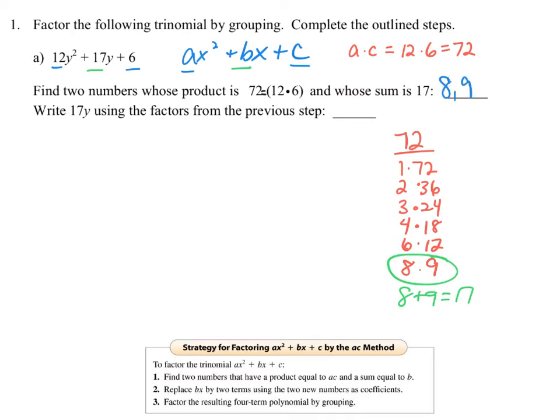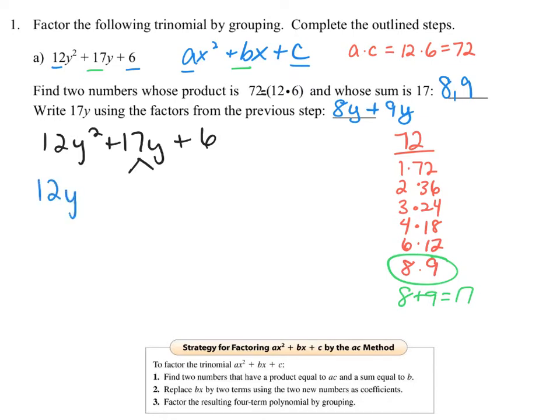Now we're going to write 17y using the factors from the previous step. So one way to write 17y is to write it as 8y plus 9y. And now we can factor this polynomial by using the AC method. We take our original polynomial of 12y squared plus 17y plus 6. We're going to split up that middle term. The first term is going to stay a 12y squared. The last term is going to stay a plus 6, but that middle term, we're going to write it as plus 8y plus 9y. Now we have a polynomial with four terms that we can factor using the grouping method.